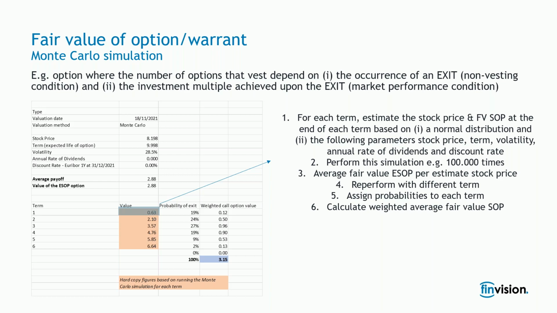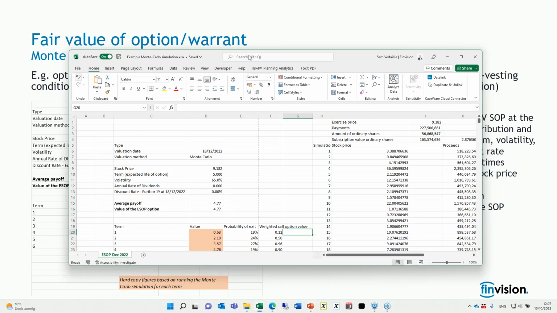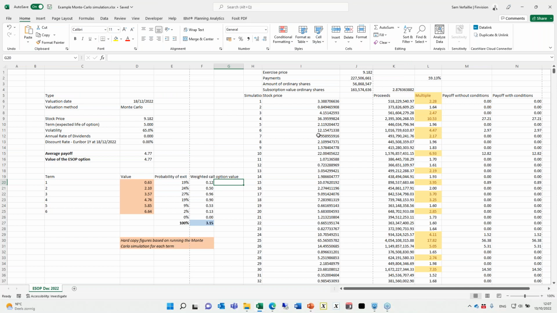But let me show you the model and then come back. One moment. There it is. Okay. It's rather complex, but I will show you the logic behind it. I will not explain all the formulas. But what you see here is a Monte Carlo.